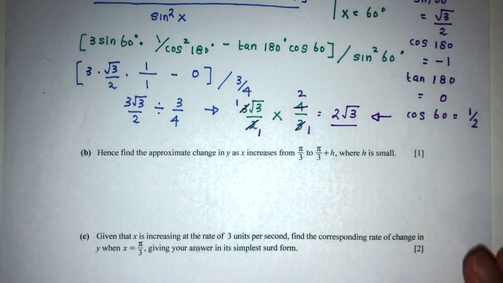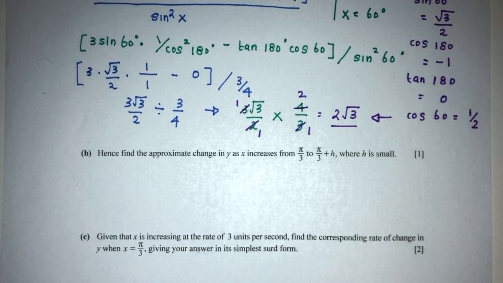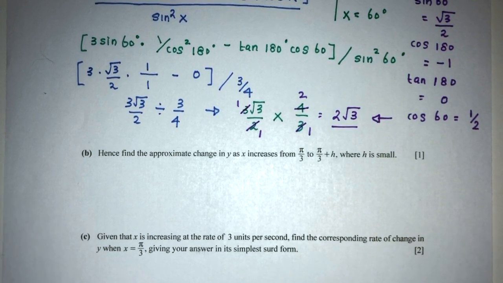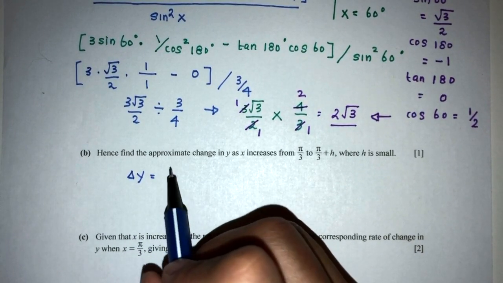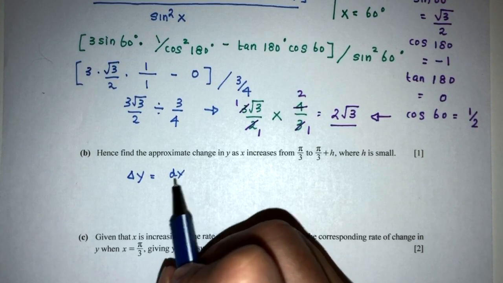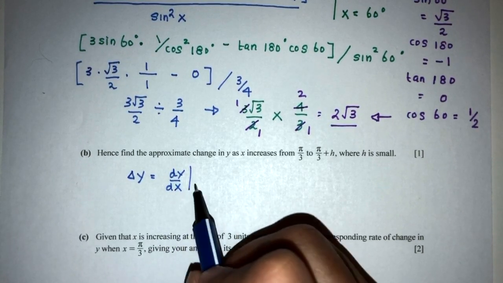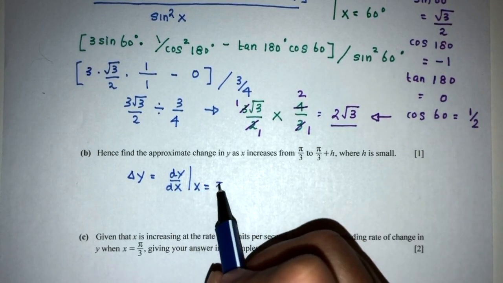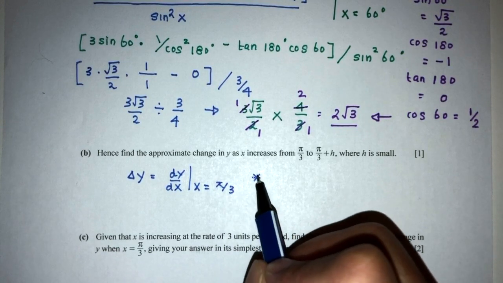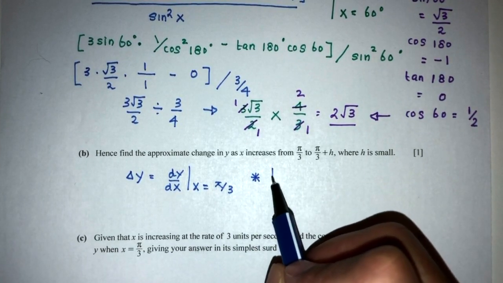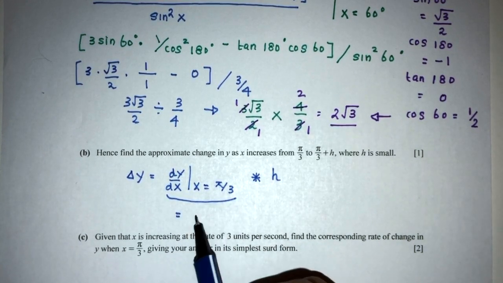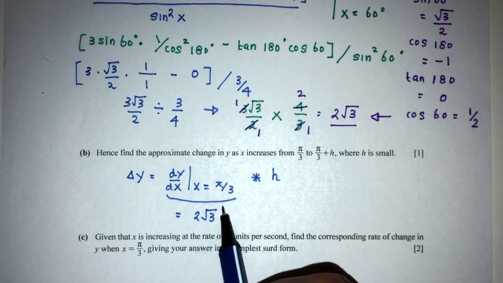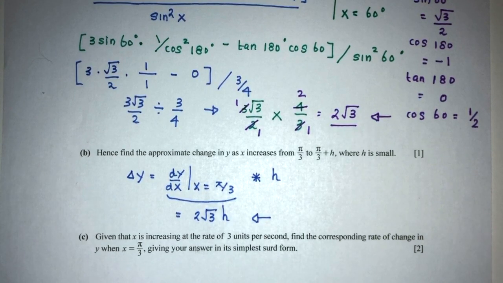Now for part B, we have to find the approximate change in y, as x increases from this to this value where h is small. So pretty easy. Approximate change in y is defined by the what value? By the dy by dx at the initial value of x, which is pi by 3, then multiplying by the value of h. So this we know already. It is 2 root 3. This is just h, so this will be your answer for part B.